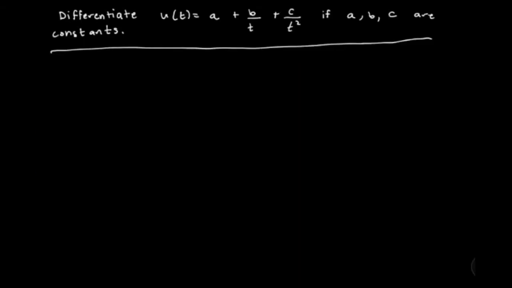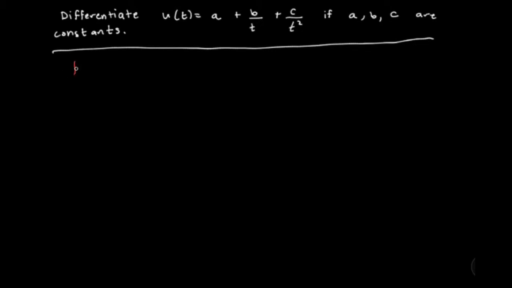Alright, let's differentiate h of t is equal to a plus b over t plus c over t squared, if a, b, c are constants. So the way we're going to differentiate this is using the power rule. Once again, the power rule: if f of x is equal to a x to the power n, f prime of x is equal to a n x to the power n minus 1. Now you can notice here that there are multiple terms, there are 3 terms. So in this sense, we're going to be using the sum and difference rule of the derivative.